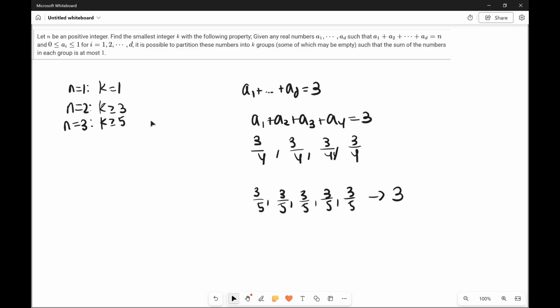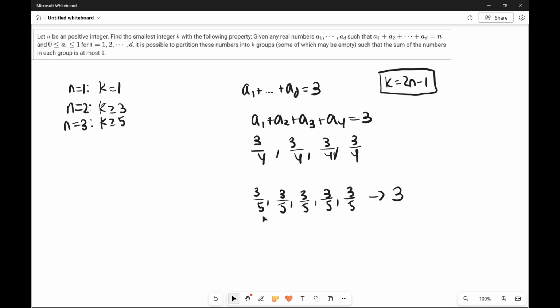So this makes us believe that our answer is k is equal to 2n minus 1, because it follows the odd number pattern as we see here. So how do we prove that k equals 2n minus 1 groups are necessary? In other words, how do we prove that we cannot use fewer groups?